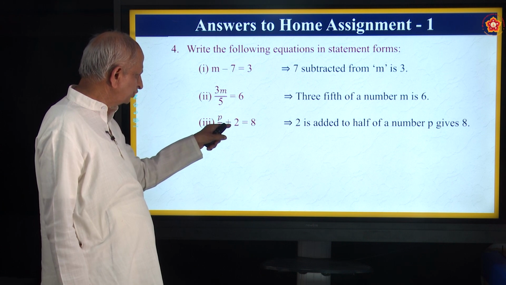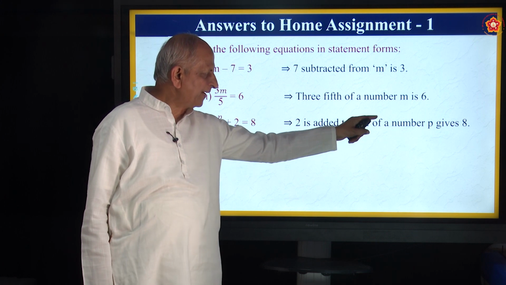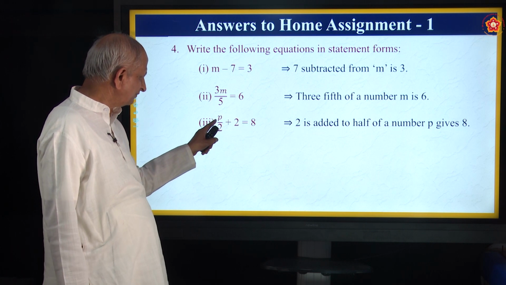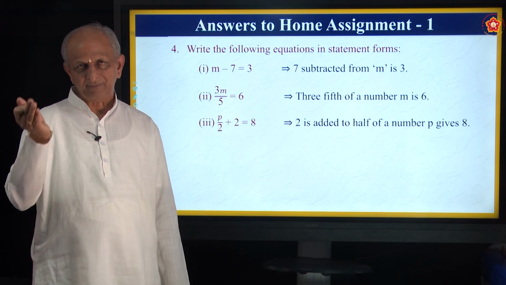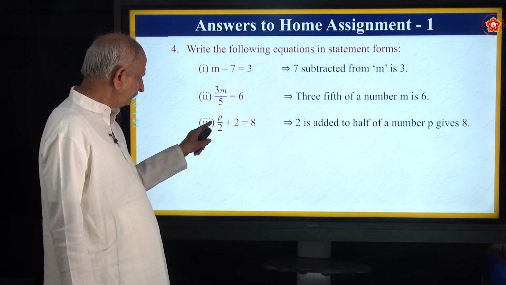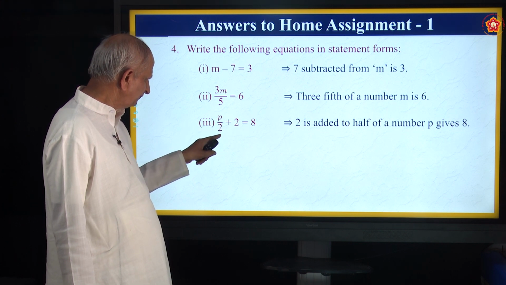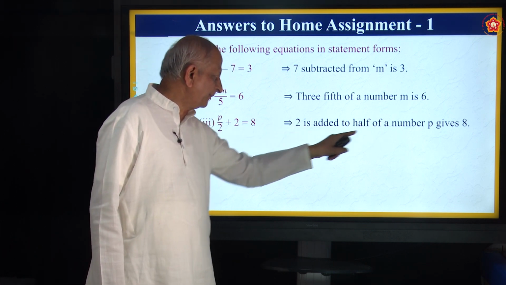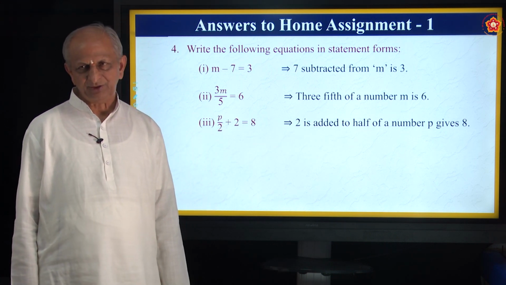Then p by 2 plus 2 is equal to 8. So, 2 is added to half of a number p. You should not change the letter here, whatever is given you must write that only. When p is given, write p, when m is given, write m, when x is given, write x only. So, 2 is added to half of a number. The number we will take as p. So, half of a number is p by 2, plus 2 is equal to 8. It gives 8, means it is equal to 8.